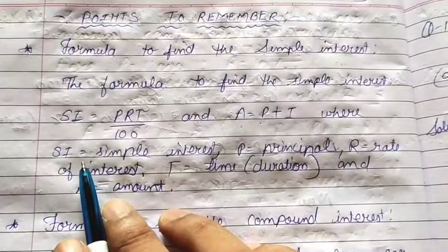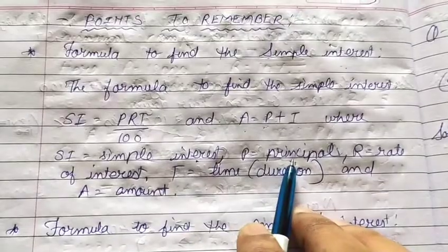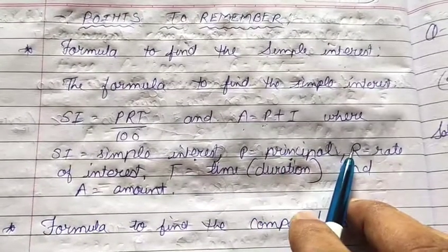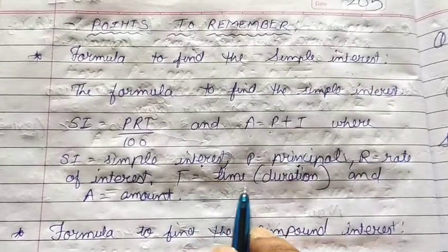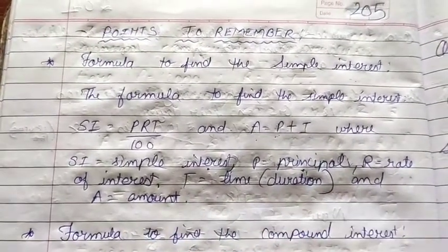Here, SI stands for simple interest, P stands for principal, R stands for rate of interest, and T stands for time, that is duration, and A stands for amount.